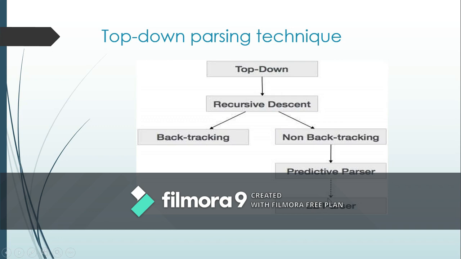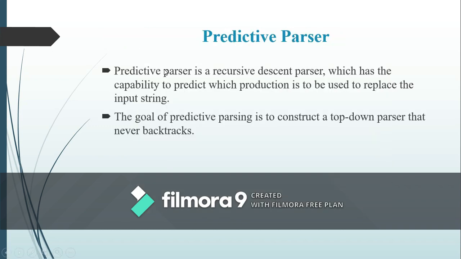The predictive parser is an LL parser, and it comes under the non-backtracking technique. What is a predictive parser? It is a recursive descent parser which has the capability to predict which production is to be used to replace the input string. So, given a grammar and a string, whether the string is acceptable by the given grammar or not is predicted by the predictive parser.